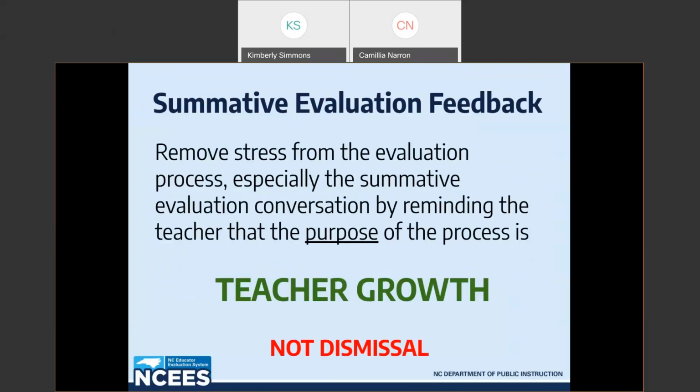Remove stress from the evaluation process, especially the summative evaluation conversation, by reminding teachers that the purpose of the process is teacher growth, not dismissal.